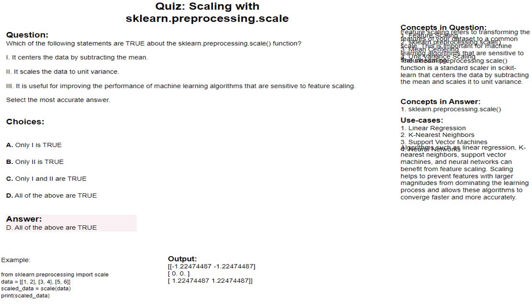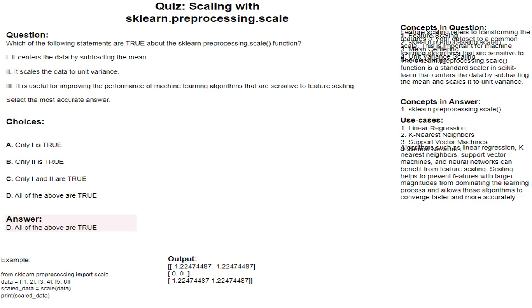The sklearn.preprocessing.scale function is a standard scaler in scikit-learn that centers the data by subtracting the mean and scales it to unit variance. Mean centering is a technique used to shift the data so that the mean of each feature becomes 0. This is achieved by subtracting the mean from each data point in the feature.